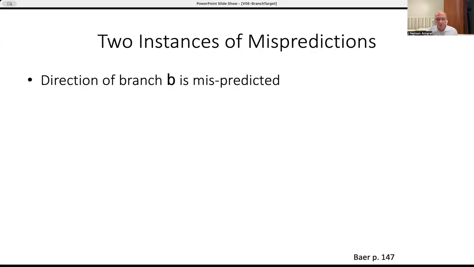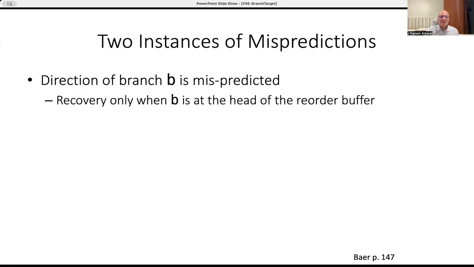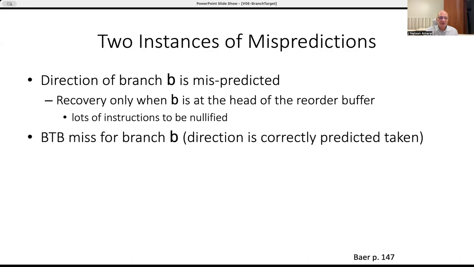One is that we mispredict the direction of a branch. In this case, typically the recovery will only occur when the branch is at the head of the reorder buffer. The consequence is that lots of instructions will be nullified because of the misprediction of the direction.